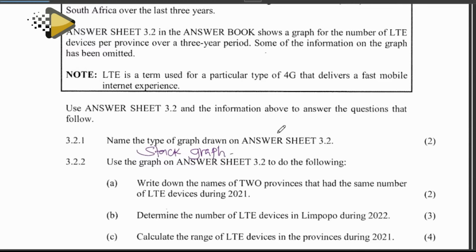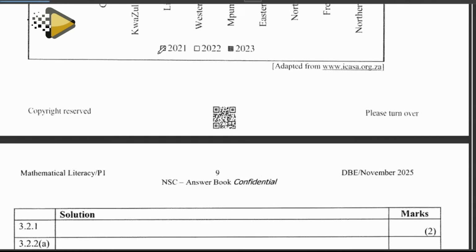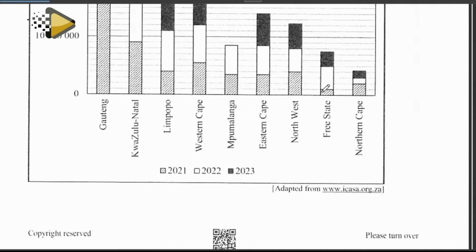Write down the name of two provinces that had the same number of LTE devices during 2021. Now, 2021 is a shaded one with this one here. So which one had the same number? It's the purple. It's Limpopo and Northwest. And you check very well on this line here. Follow the line, follow the line. So which two provinces, you see?